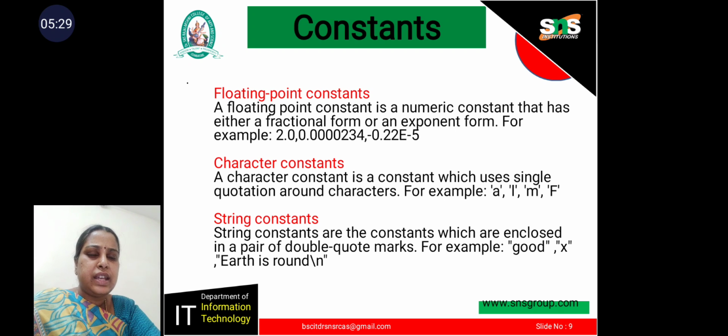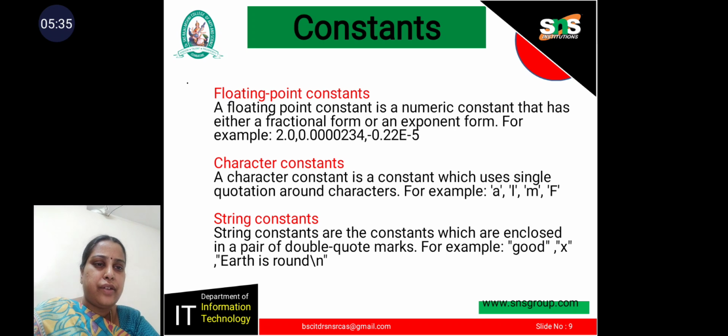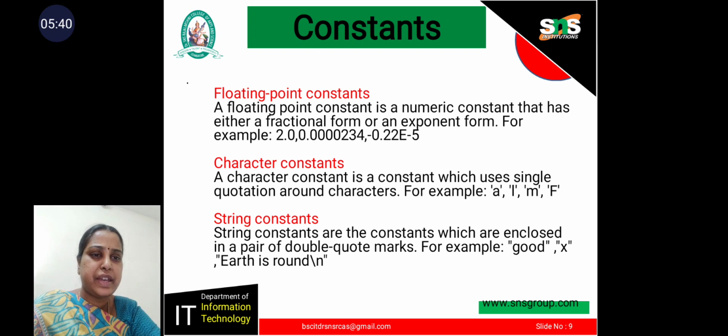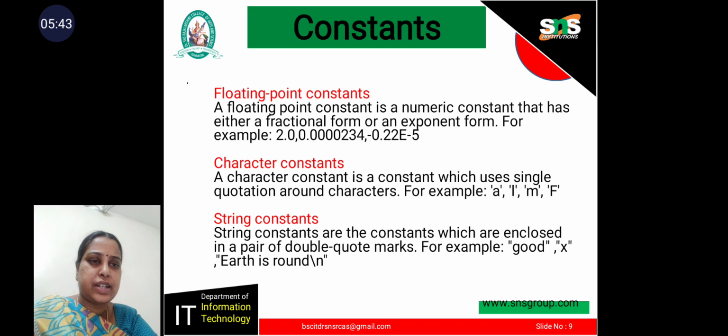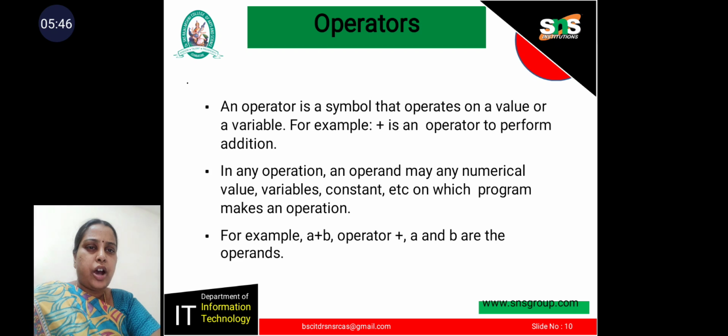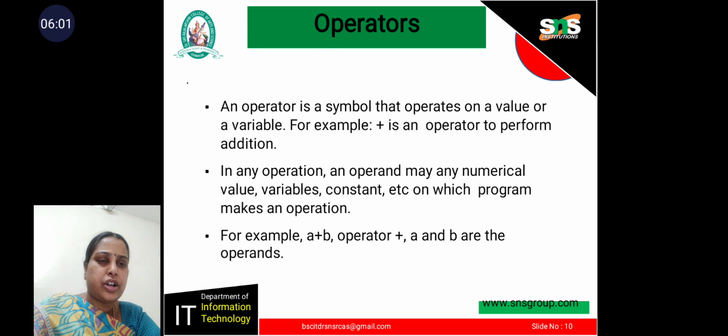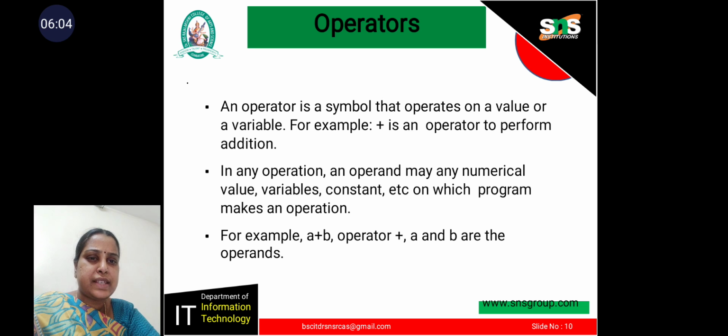String constants. String constants are the constants which are enclosed in a pair of double quotation marks. For example, a word enclosed with double quotation is called a string constant. Here are some examples: "good", "earth", etc. Next, the operators. An operator is a symbol that operates on a value or a variable. For example, plus is an operator to perform addition. In any operation, an operand may be any numerical value, variable, constant, etc., on which the program makes an operation. For example, A plus B: plus is the operator, and A and B are the operands.